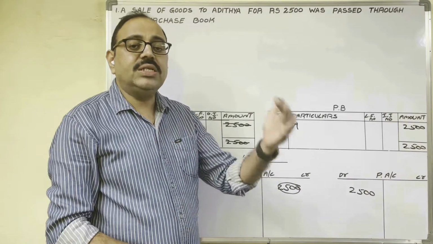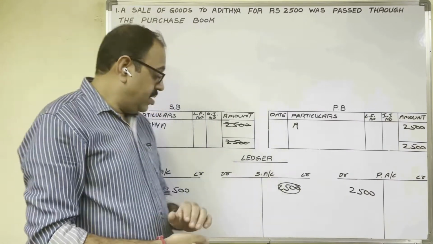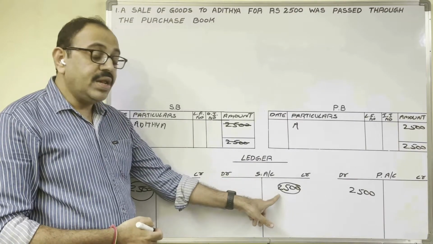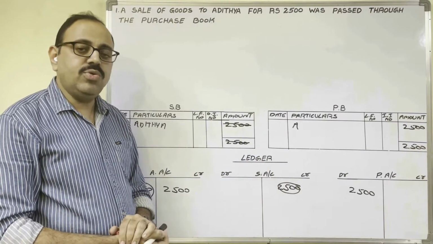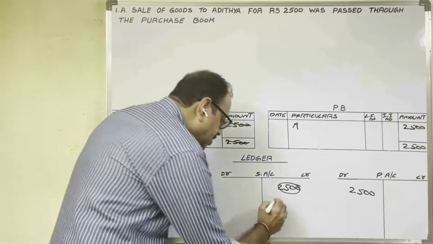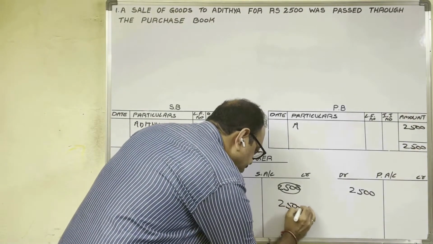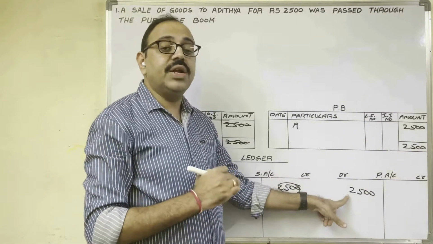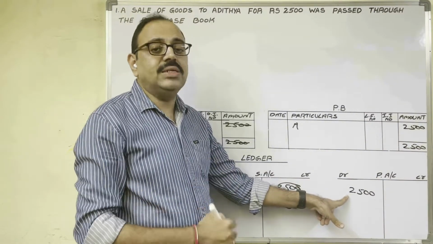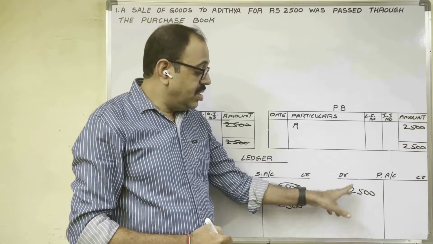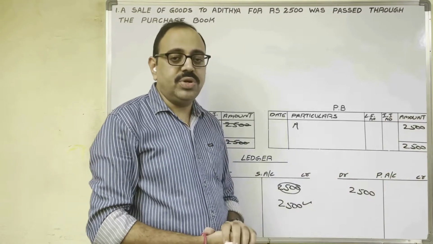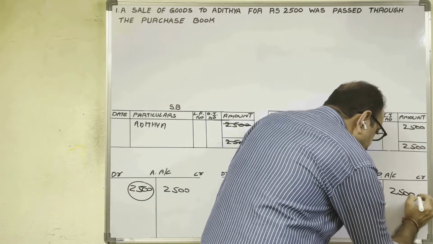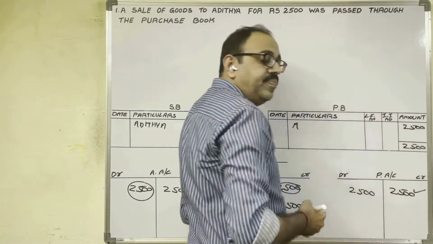Now one by one these errors we should rectify. In sales account, mistake is they did not credit 2500. How to rectify this? Credit 2500. In purchase account, wrongly 2500 was debited. Now we should cancel this. How to cancel? Same amount on the other side we should write. 2,500 we should credit. Then both will get cancelled.